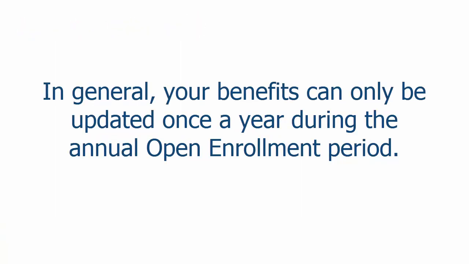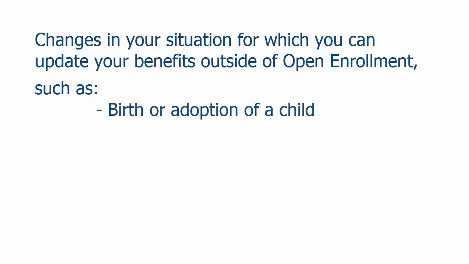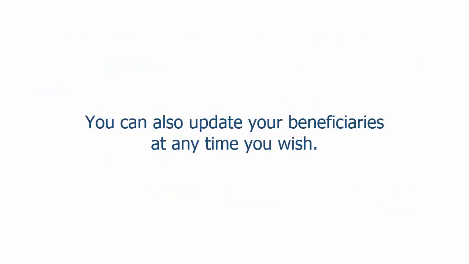In general, your benefits can only be updated once a year during the annual open enrollment period. However, there are some changes in your situation for which you can update your benefits outside of open enrollment, such as birth or adoption of a child, marriage, divorce, or if one of your dependents gains or loses coverage. You can also update your beneficiaries at any time you wish. This is all done in Workday.